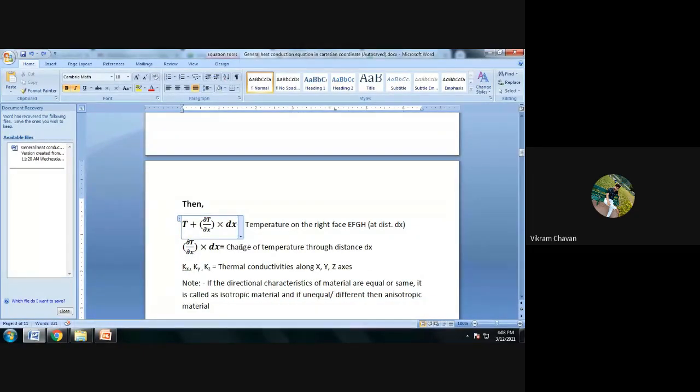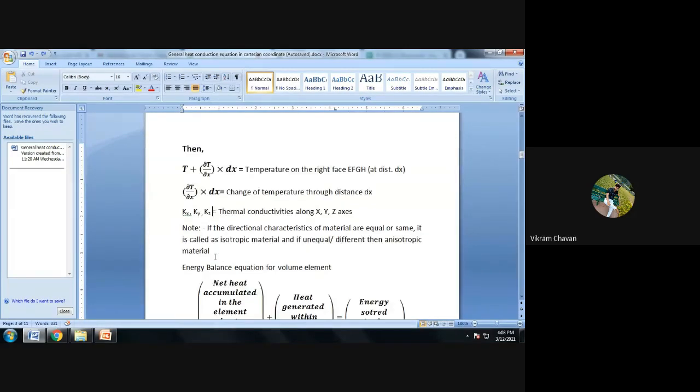Further, we have considered that the material is anisotropic. That is nothing but the thermal conductivity of a material changes with respect to direction. So in x direction, thermal conductivity is k suffix x. In y direction, thermal conductivity is k suffix y. And in z direction, thermal conductivity is k suffix z. Note that if the thermal conductivity or directional characteristics of a material are equal or the same, it is called an isotropic material. And if they are unequal or different, then it is called an anisotropic material.